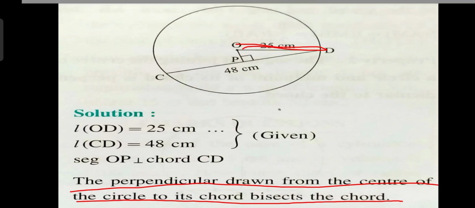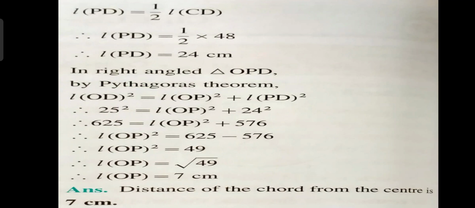Okay, so length OD square is equal to length OP square plus length PD square. So 25 square is equal to length OP square, whose value we do not know, plus 24 square. The square of 25 is 625 and the square of 24 is 576. So 625 minus 576 gives us 49. 49 is the square of 7.